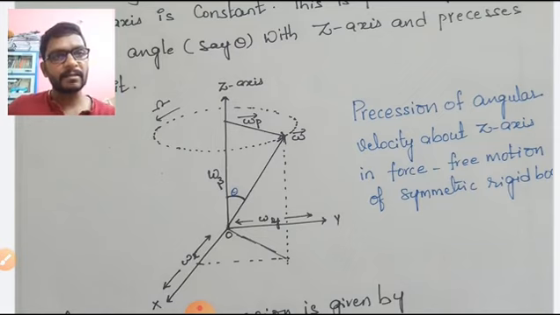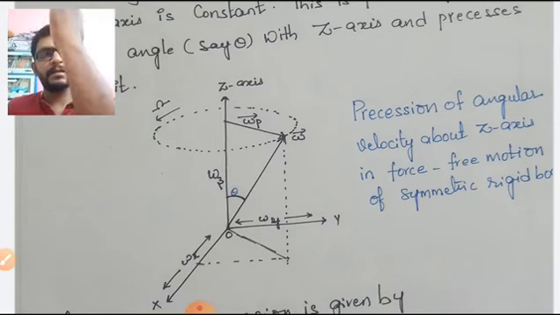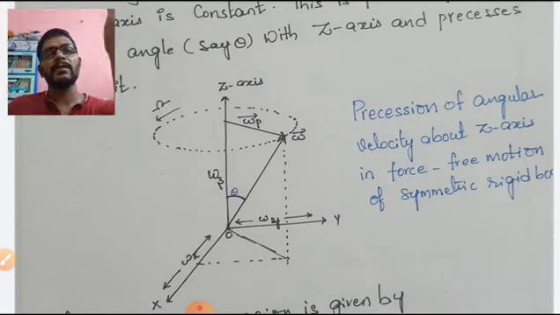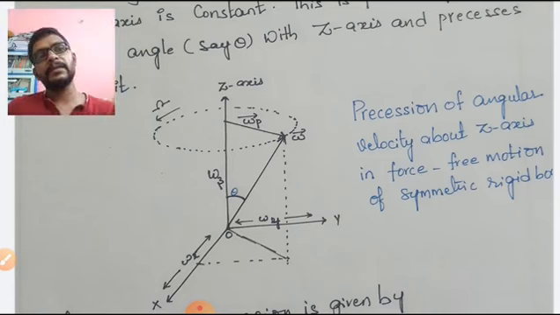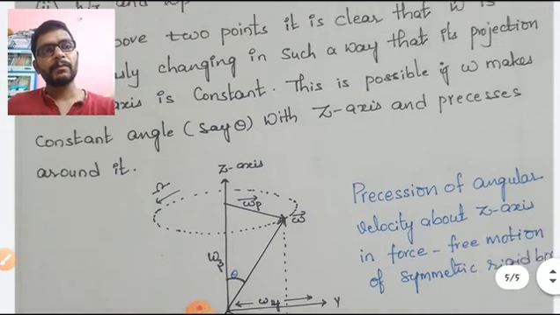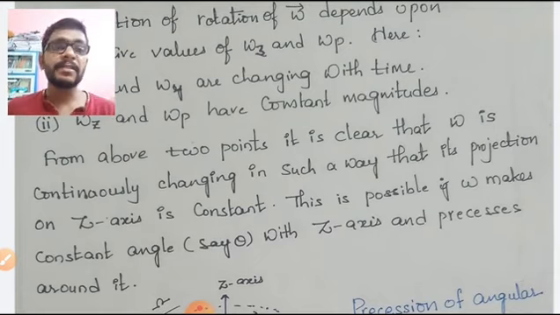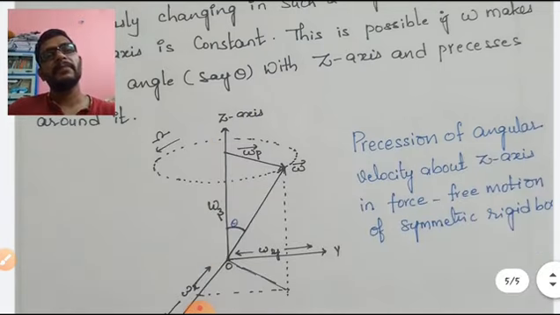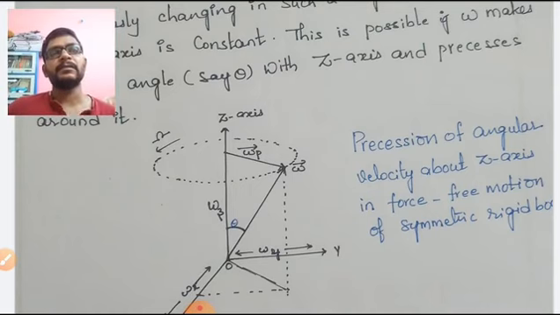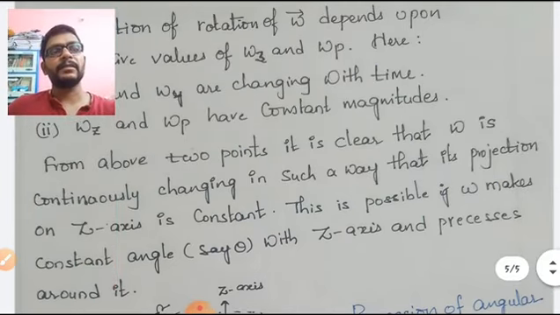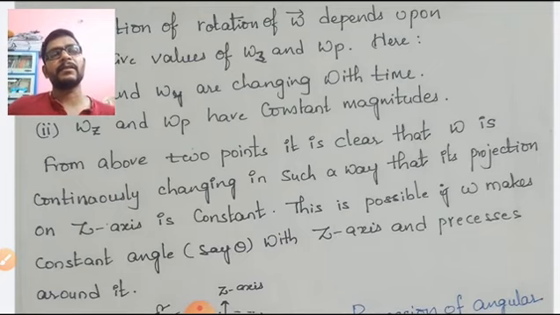Now when this line is rotating about a fixed axis, right? In this case, the z axis, where omega makes a constant angle theta with the z axis. When this line makes a constant angle theta with the z axis, it is continuously changing in such a way that its projection on the z axis is constant, right?